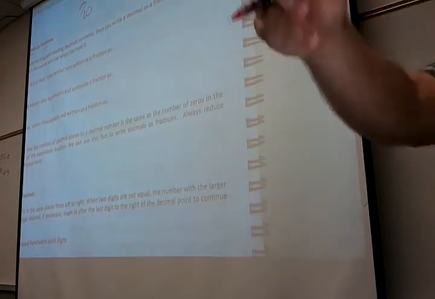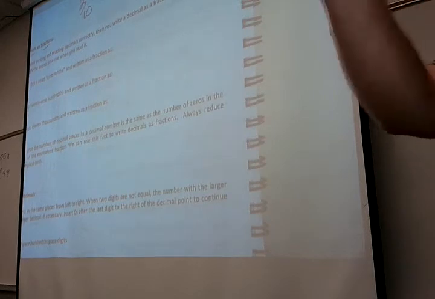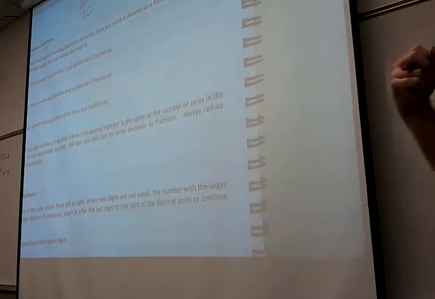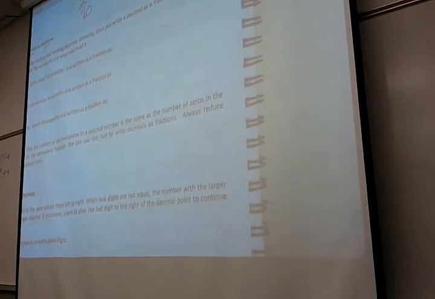Yes, sir. So any fraction that can be reduced to 4/5 is going to be 0.8. Exactly. I love it. That's the whole idea of reducing. 40/50 is 0.8 because it reduces to 4/5. When we divide 4 over 5, it means 0.8. Beautiful.